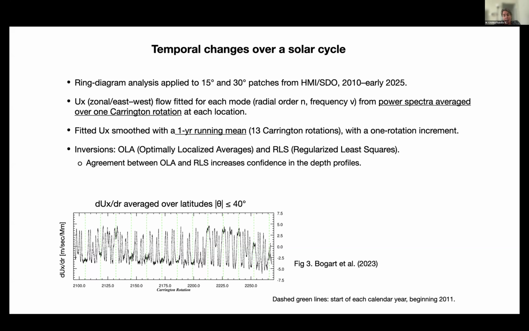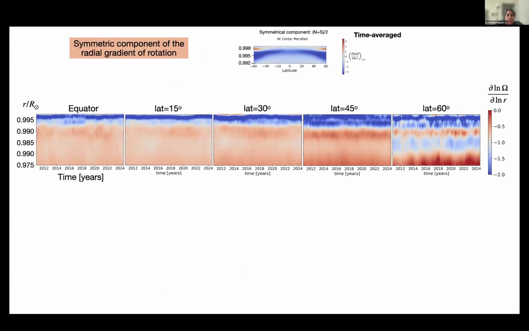So after the 1 year running mean, we do the inversions. We use OLA and RLS, which is nice to use both because they are complementary. So if they agree on both, it gives us more confidence in our profiles.